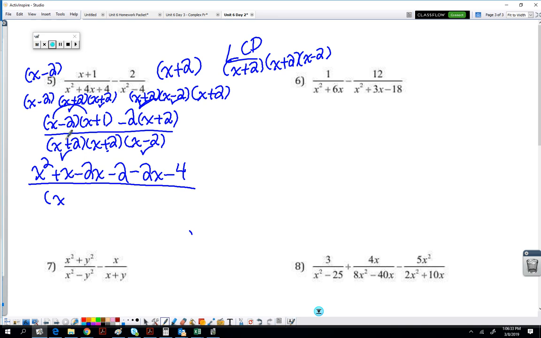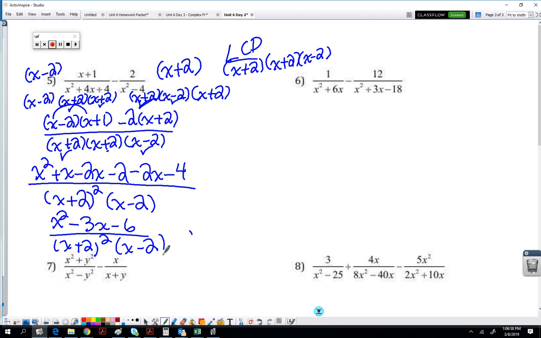Now, if you recognize, I've got two x plus 2's, so you could really write that as x plus 2 squared. And now, of course, you've got to combine your like terms. So I get x squared minus 3x minus 6, all over x plus 2 squared times x minus 2.